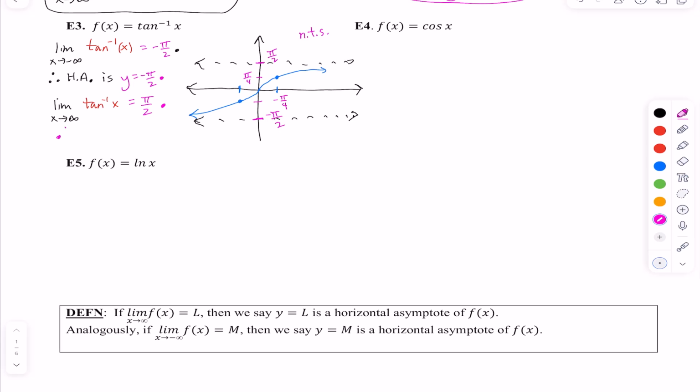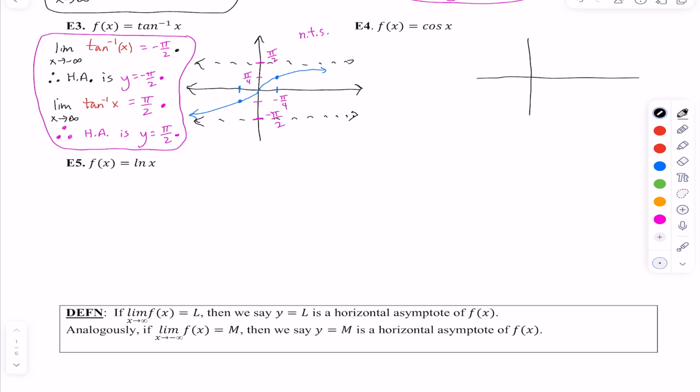And we have a similar conclusion. Therefore, another horizontal asymptote is y equals positive pi over 2. And this is all just from observing graphs from your memory and knowledge. Let's look at the trig function called cosine of x. This is a sinusoidal wave.